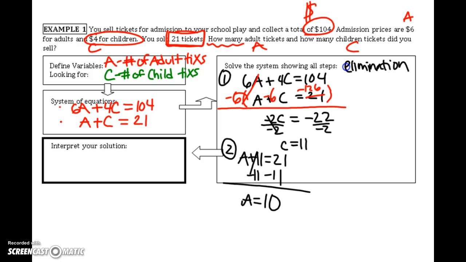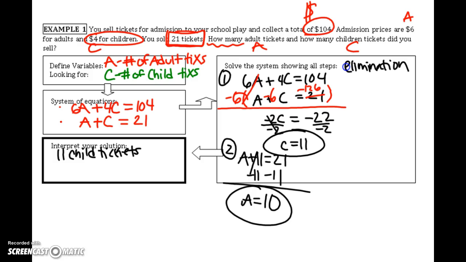Okay, so I found the number of child tickets and the number of adult tickets, but I can't leave my answer as just these variables because these are things that I define. So when I have a word problem, I always want to interpret my solution and answer the question. So the question asks, how many adult tickets and child tickets did I sell? So I sold 11 child tickets and 10 adult tickets.